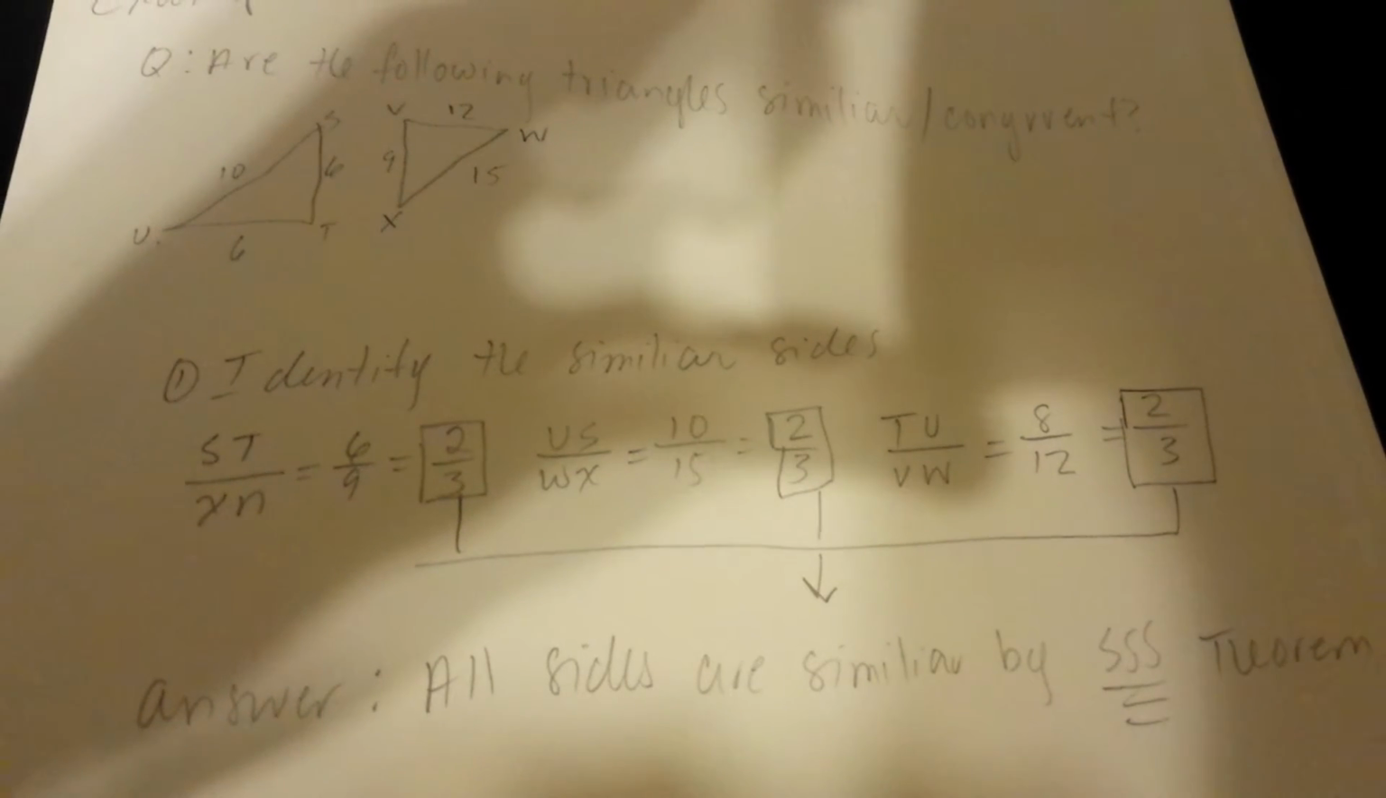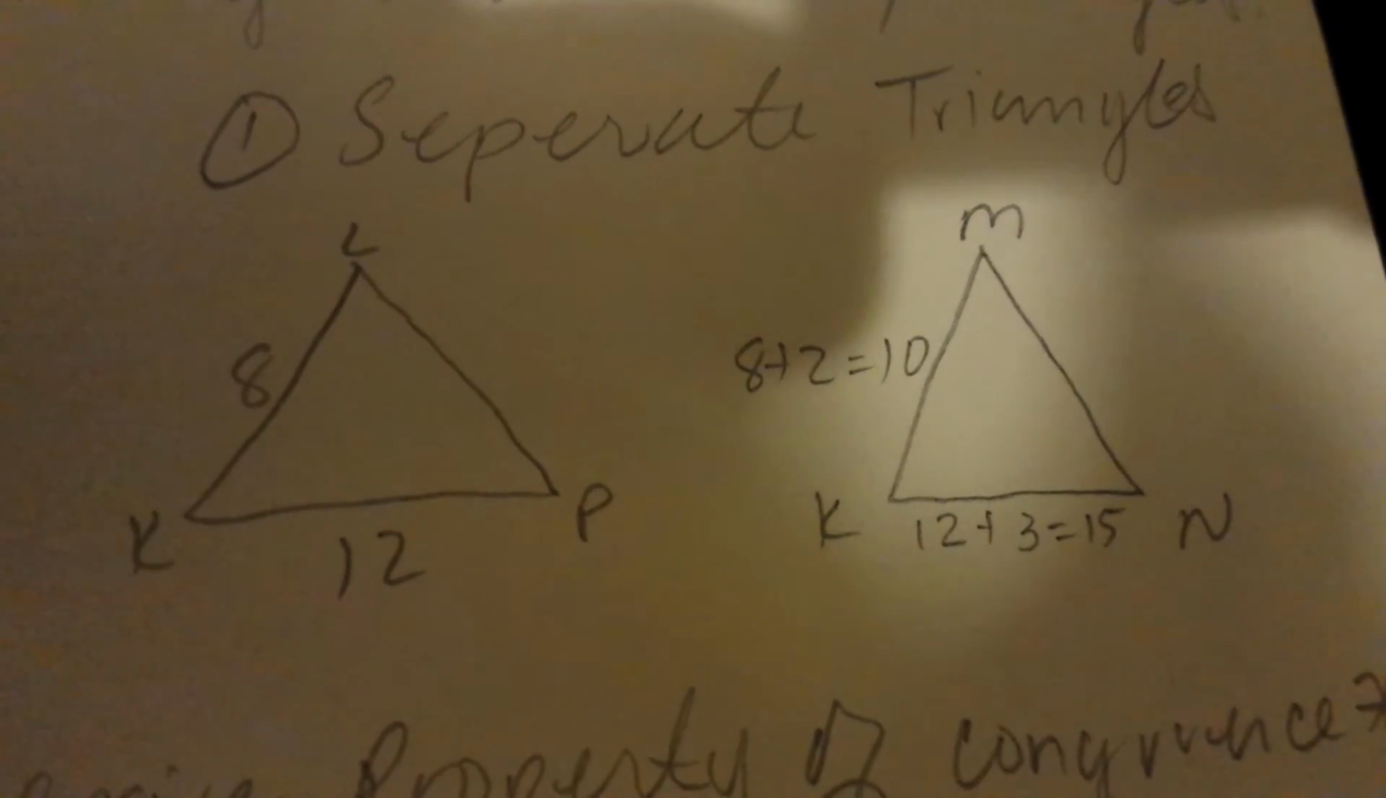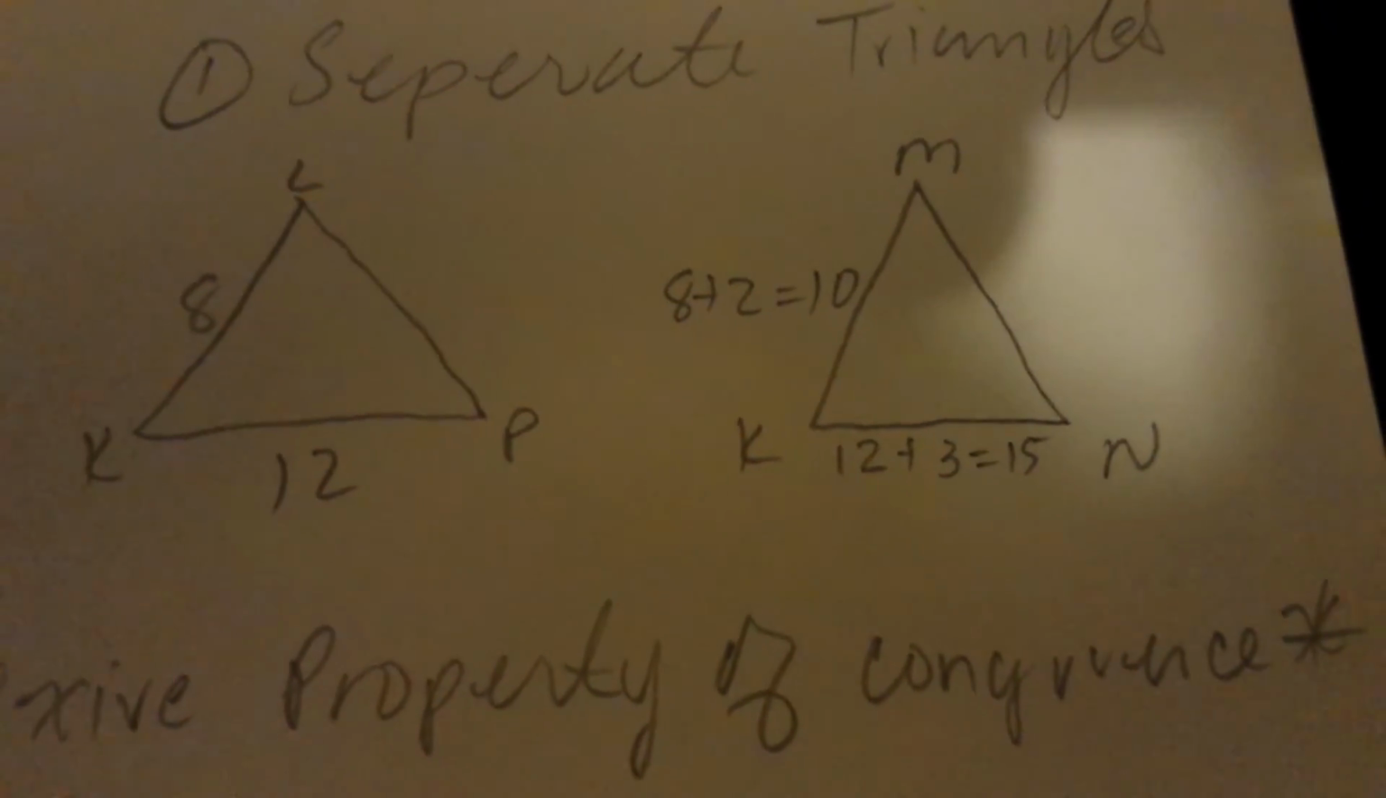Quick glance at the work provided. Another example. Question: are the following triangles similar or congruent? Your first step would be to separate the triangles. When you separate the triangles, your two triangles will come into this.